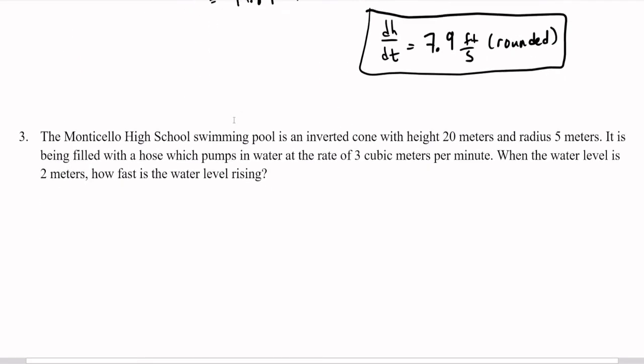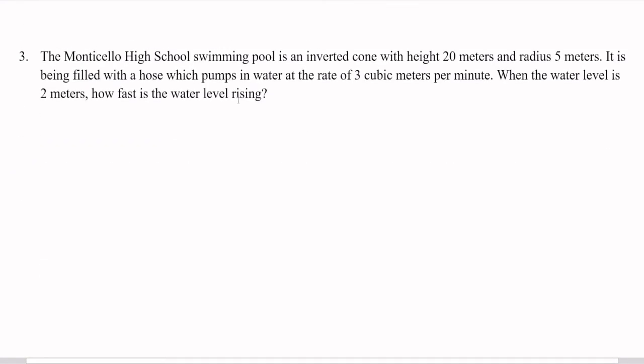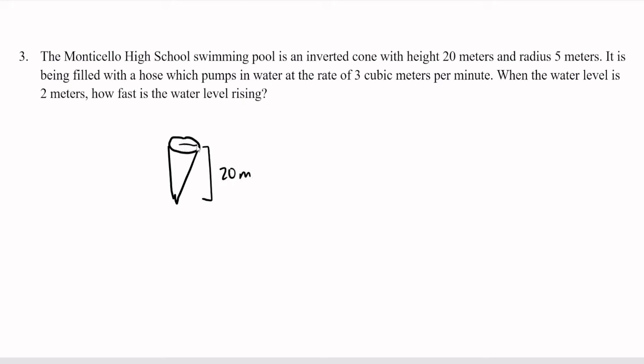All right, let's try this next one. We're going to go down here and give ourselves a bunch of room. The Monticello High School swimming pool is an inverted cone. That's weird, but okay. With height 20 meters and radius 5 meters. I don't know why that would be the case, but okay. Here's our cone, our swimming pool. So it's got a height of 20 meters and a radius here of 5 meters.